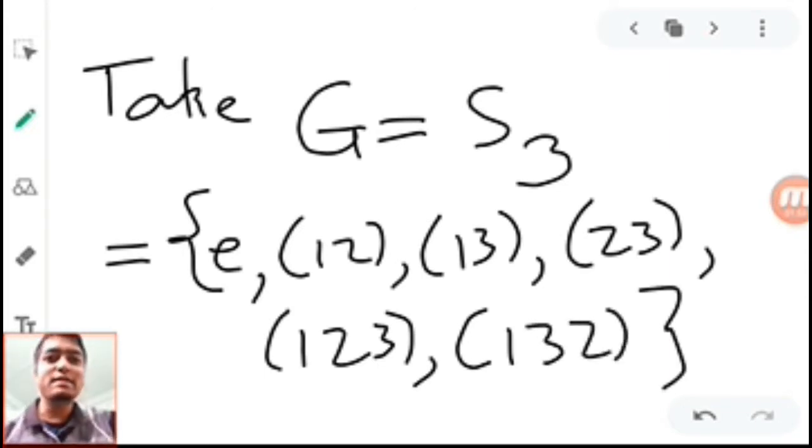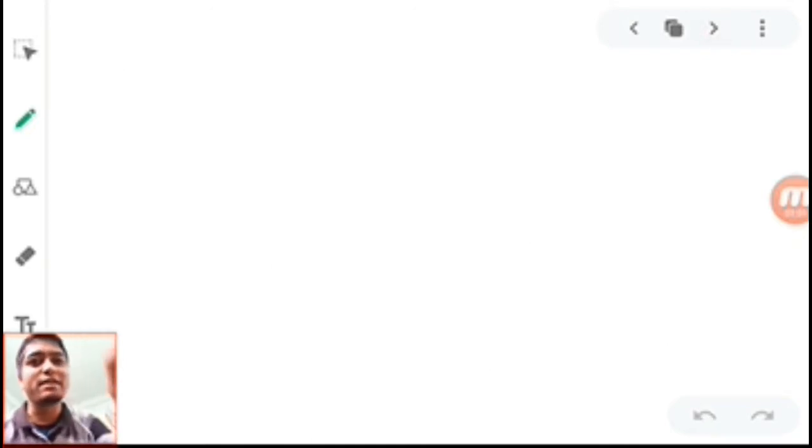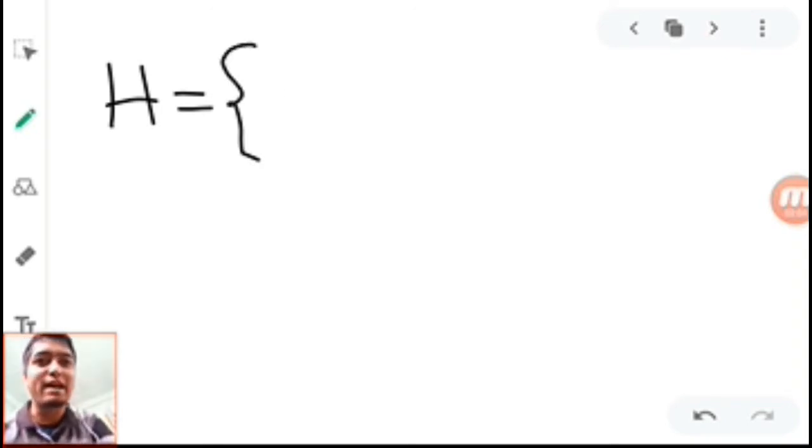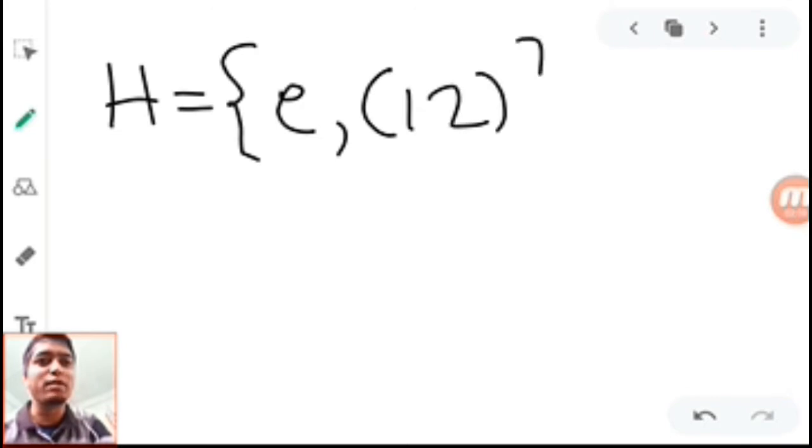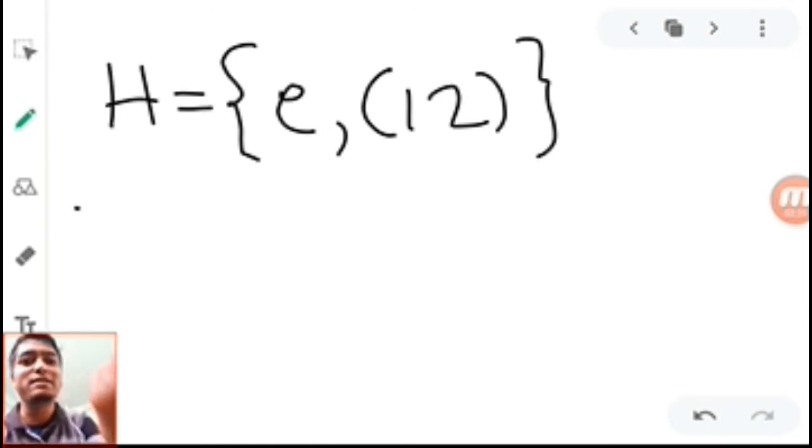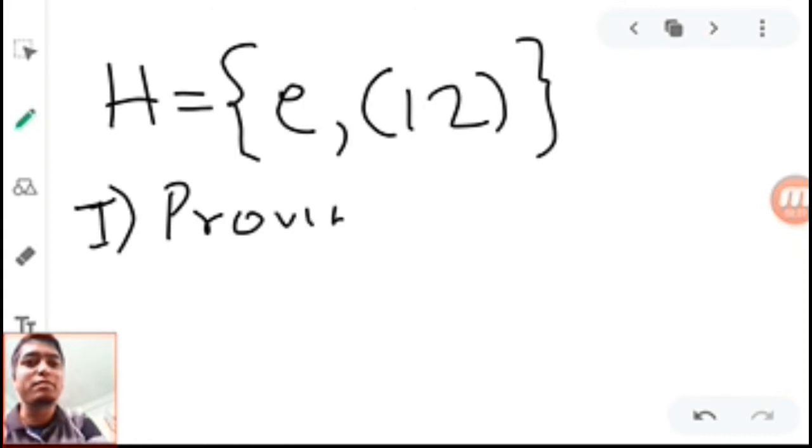Next, we have to give an example of a subgroup that is not normal. So we have got the group, and the operation is of course the composition of cycles. Now let us see what we will take as the subgroup. Again, this one you will have to remember. You will take H equal to {E, (1 2)}. We have to show that H is a subgroup but it is not normal. So the first part is proving H is a subgroup.